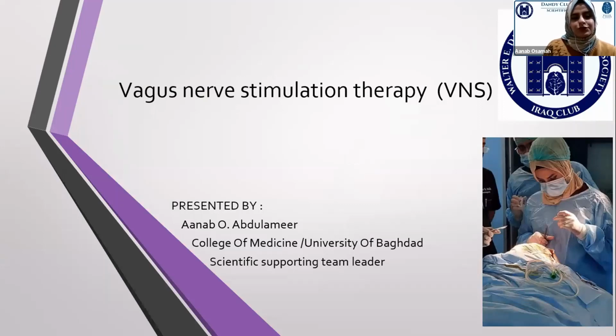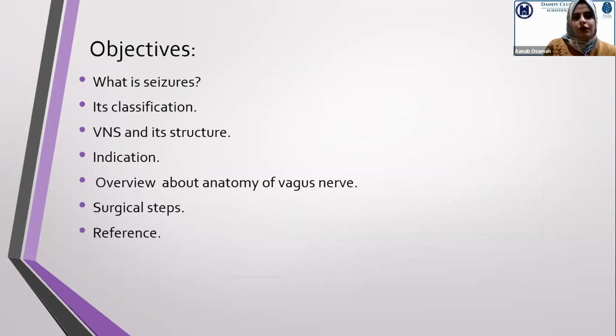My presentation today will talk about vagus nerve stimulation therapy, the VNS. Our objectives for this presentation are to talk about seizures and their classifications, the structures of this instrument, and also the indications for this case. Our hero for this presentation is the vagus nerve and how we use it in the surgical steps.